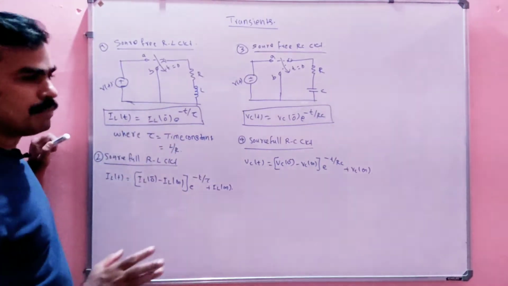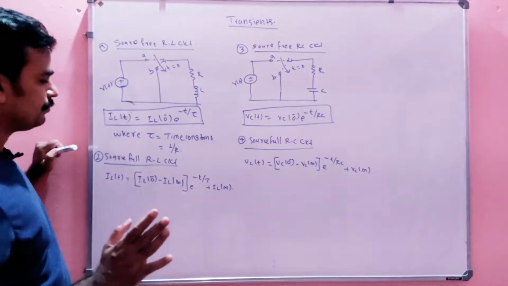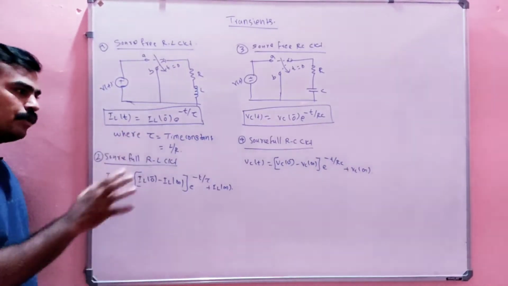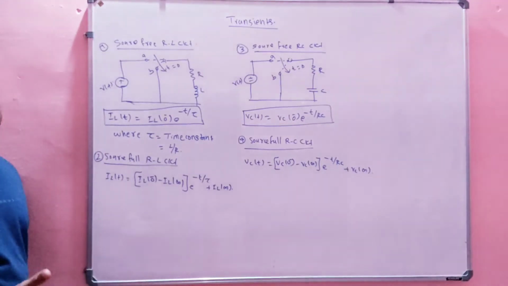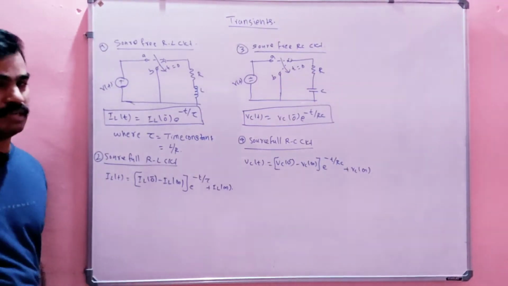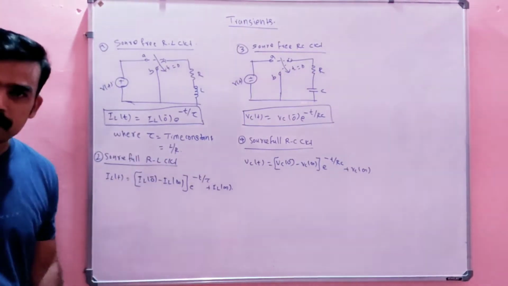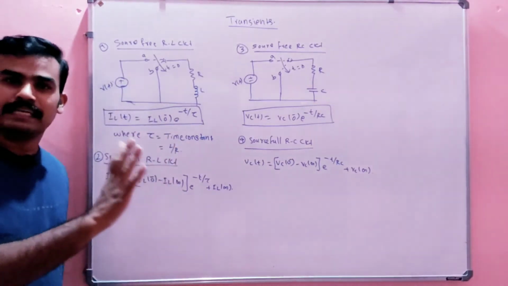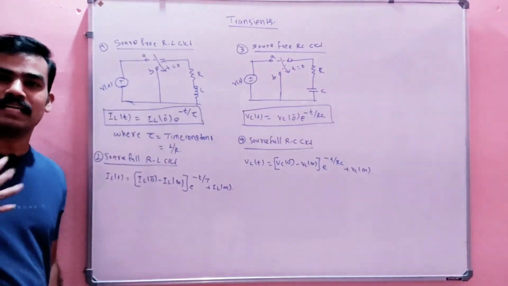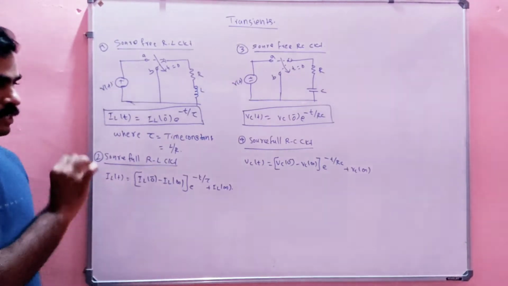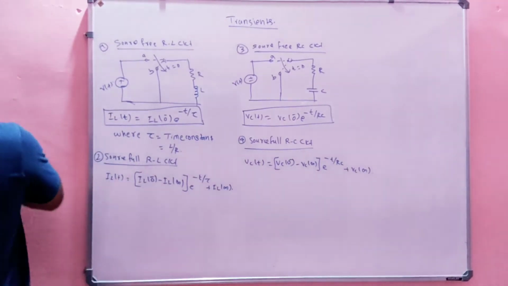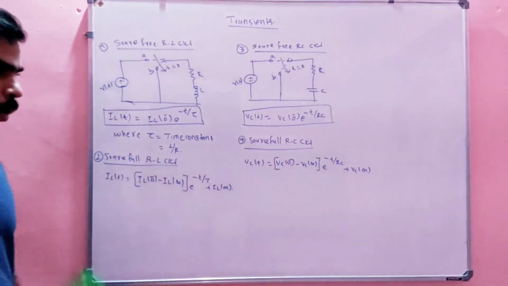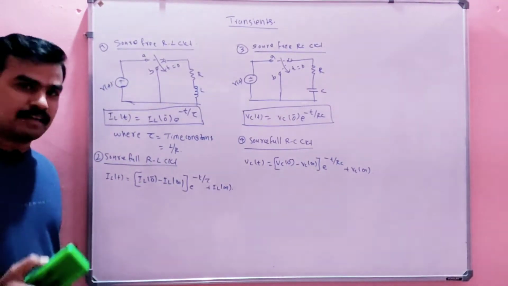These 4 equations you have to learn by heart. They are actually obtained from very long derivations, but we don't need that derivation. We just need the formulas and we have to apply them in questions. That's our aim. So that's about source free and sourceful RL and RC circuits. And let's do some problems and we will learn more.